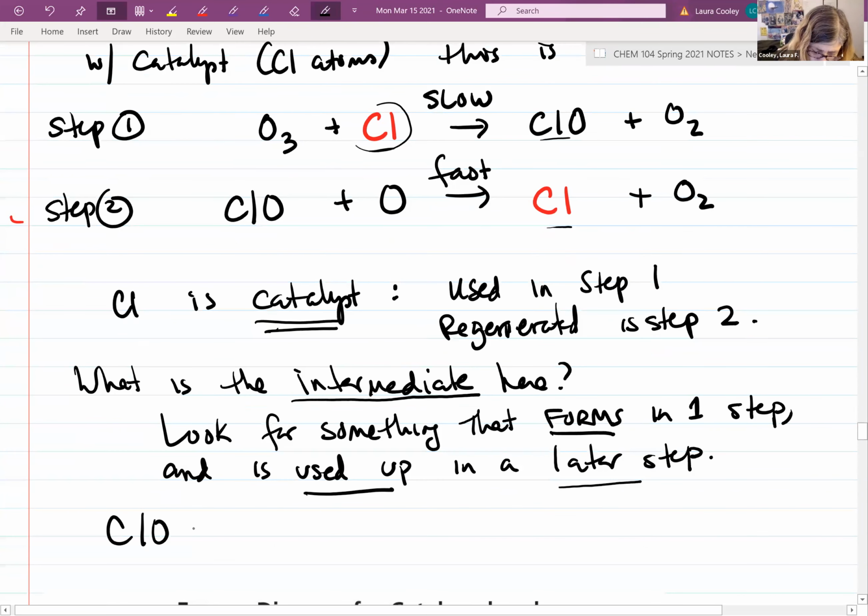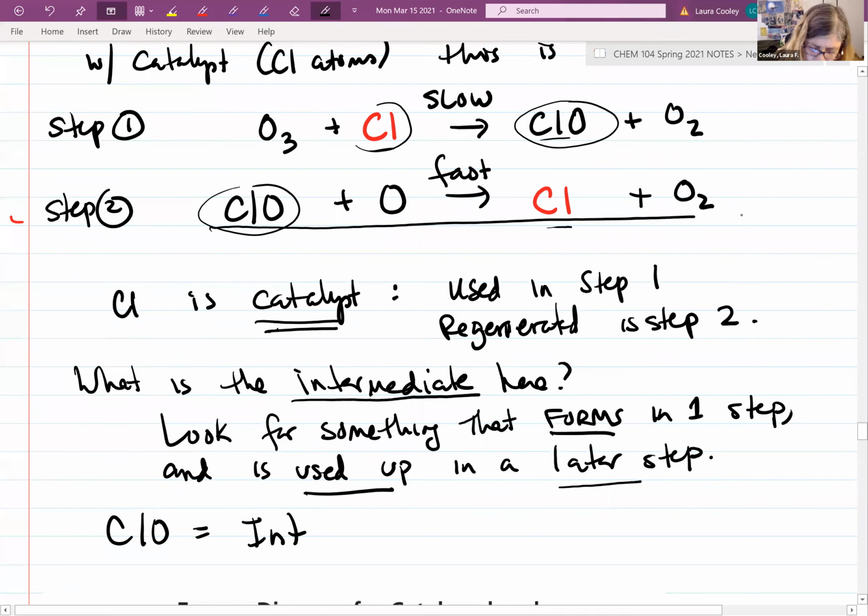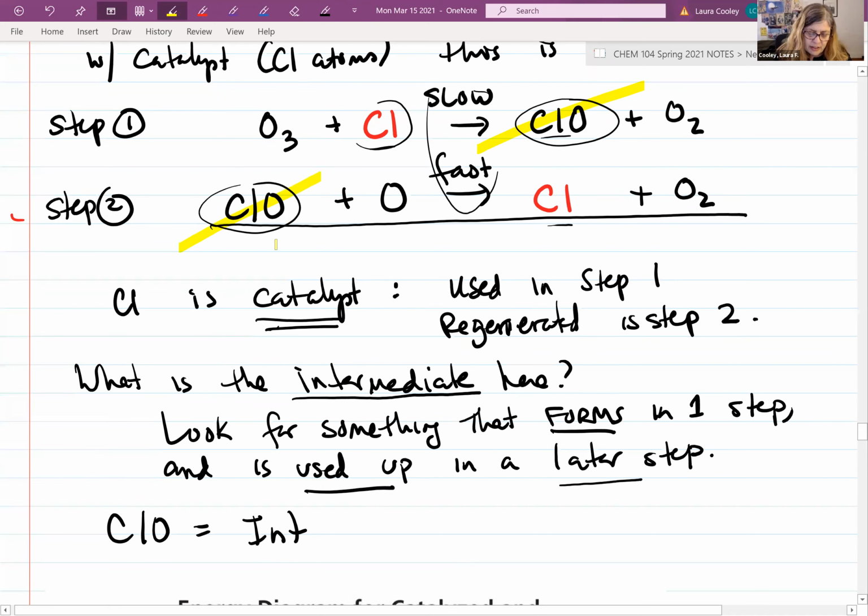So ClO is the intermediate because it forms in this step here and then it reacts away in the second step. So if you add these up, and this is what I do when I add 2 reactions together, I line up the arrows. That way I know what's on the left and what's on the right. And just like with a math equation, you can cancel things. So I'm going to cancel the ClO. It's on both sides. It is generated here and then it reacts away here.